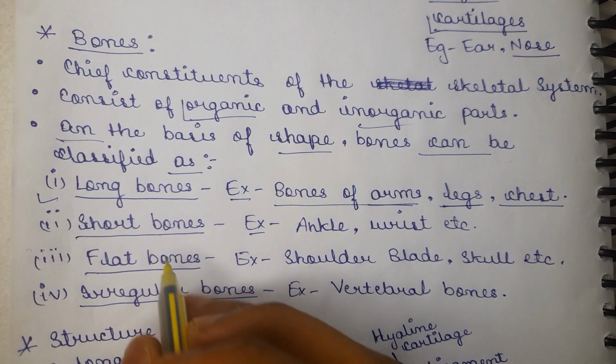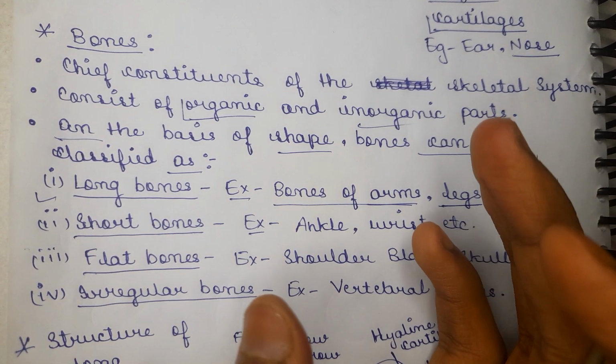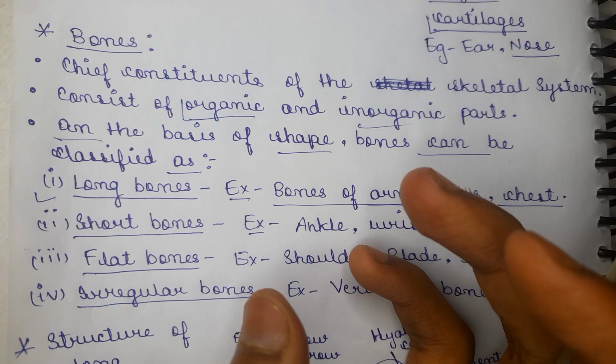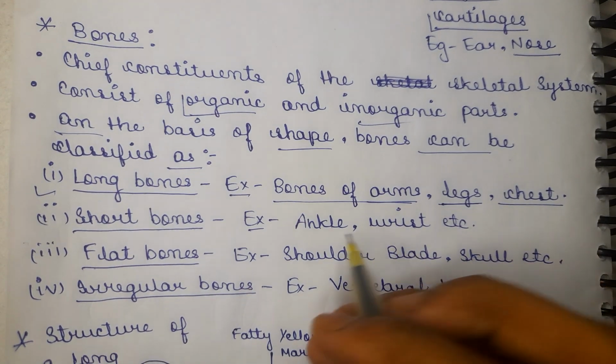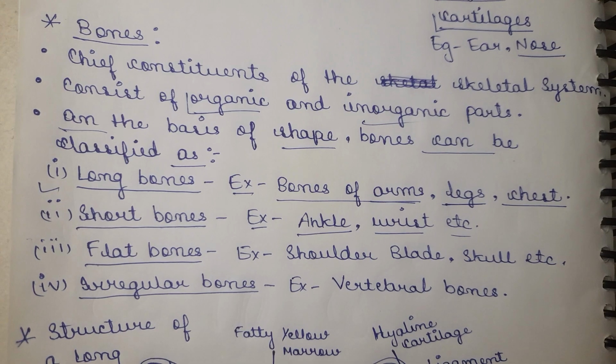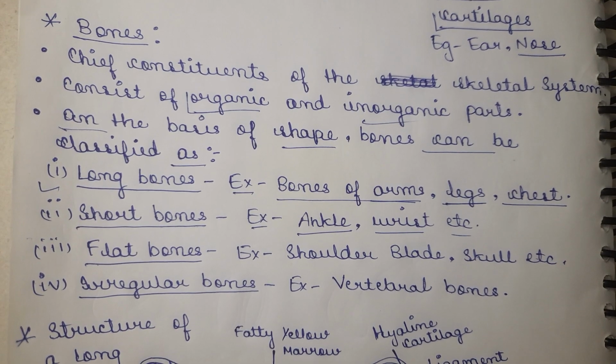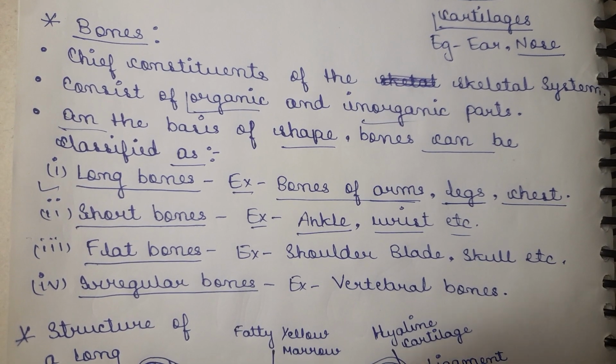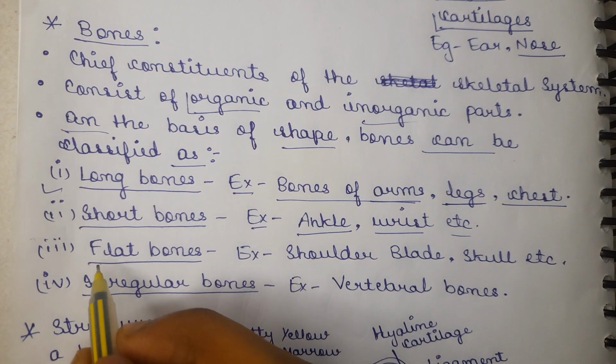Second one is the short bones. So the short bones are box like or spongy bones that show little movement, for example ankle, wrist and etc. So these all have the short bones, they do not move too much, that's why they are spongy in structure. Third one is the flat bones.